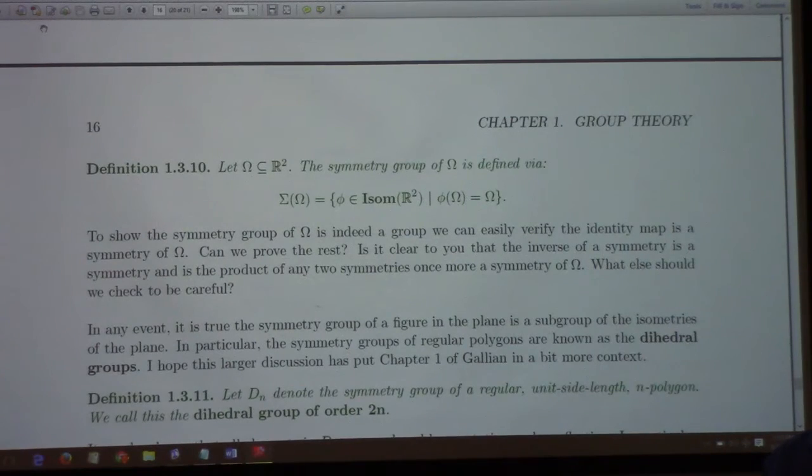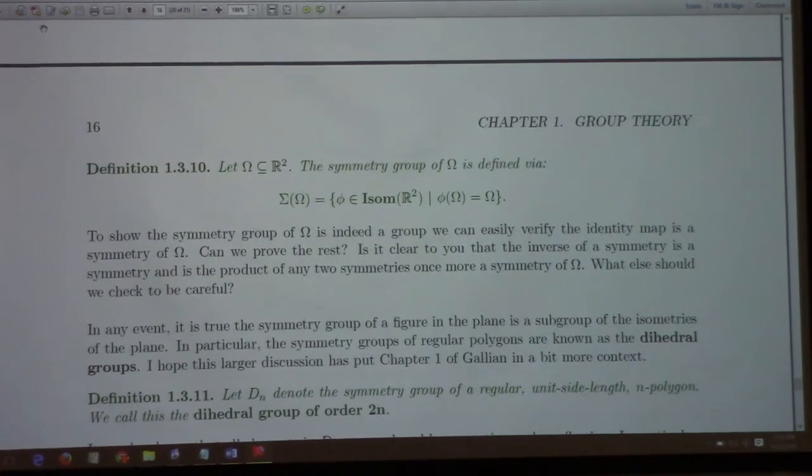Not a very good example, sorry. But that brings us to the definition of the dihedral group. Let Dn denote the symmetry group of a regular, unit side length n-sided polygon. We call this the dihedral group of order 2n. At this point, I'm going to put this away because that's the context that dihedral groups live in.